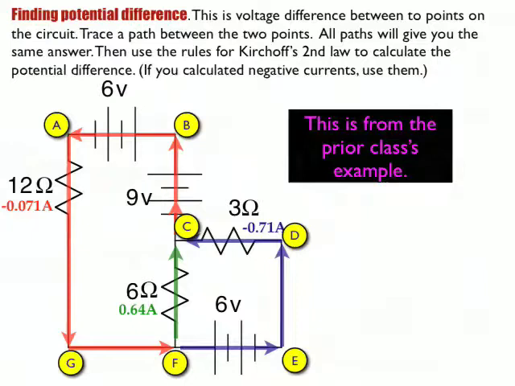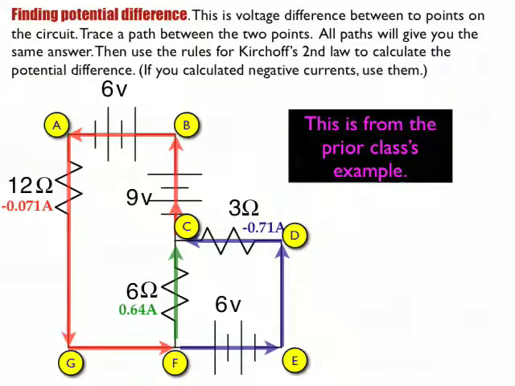the changes in voltages. The neat thing about this is no matter what path you take, as long as you don't double back on yourself, you'll get the same answer. And when you're doing this, if you calculate any type of negative currents, just keep them for the other calculations you may use. So in this example, I've got my points labeled A, B, C, D, E, F, and G, just so I can talk about where I'm going from point to point.